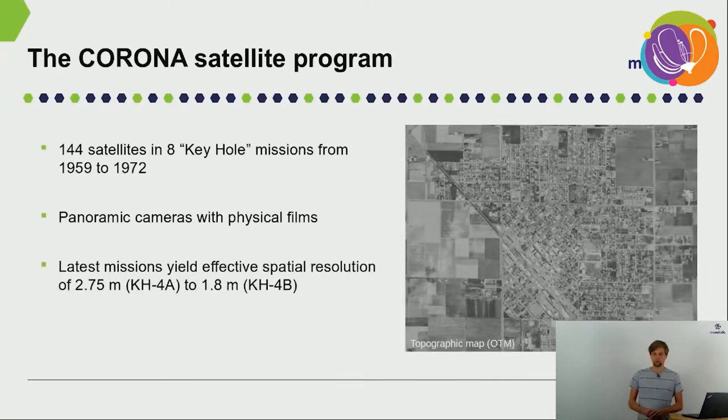Now, today's value in this data lies in the spatial resolution, as you can see in this image, because the satellite flew rather low at around 160 kilometers orbit. The latest Corona missions yielded effective spatial resolutions of 1.8 meters. In this image, you can already see individual houses, cars, vehicles, and streets. So it's a very valuable data source dating back 60 years.